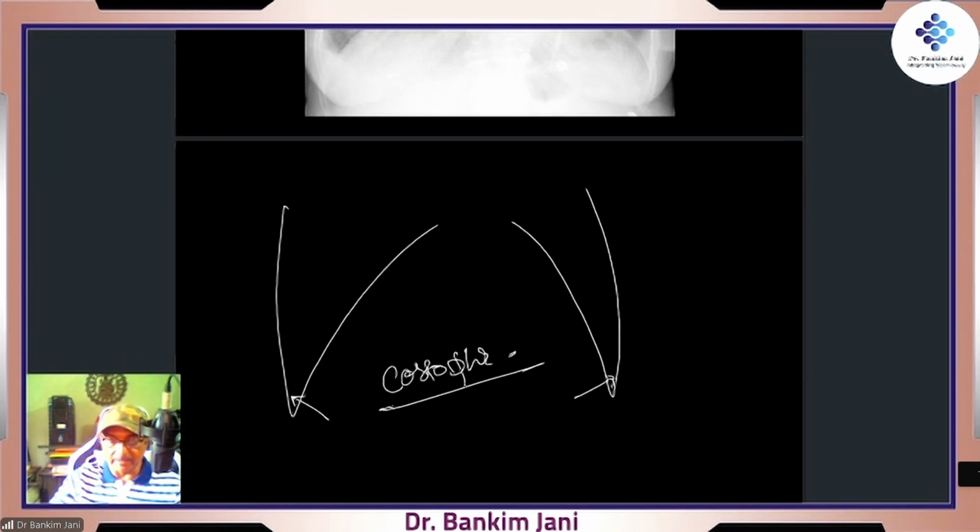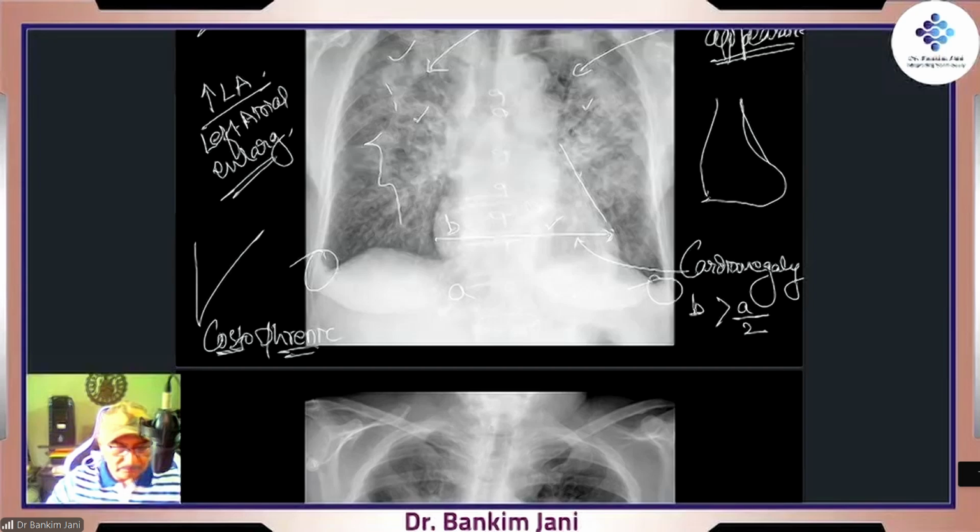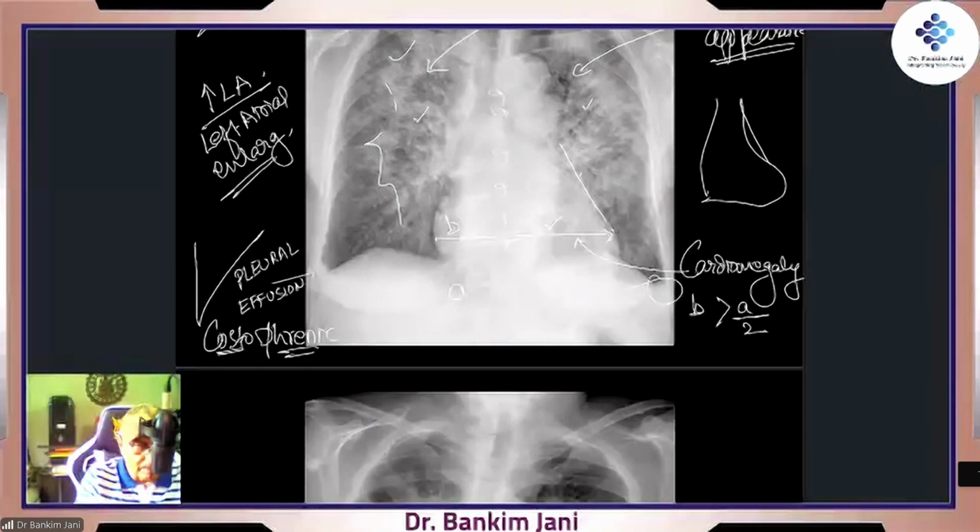So these costophrenic angles, when they are blurred, that means there is fluid over there. When there is fluid, that is what is called pleural effusion. So this is the costophrenic angle, and this one is called pleural effusion. That is what you see. There are some other findings also. What I told you about the mitral valve is seen, right? All those tracheal bronchial tree is seen very prominently.